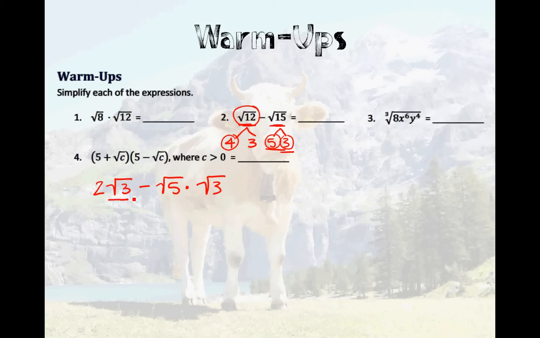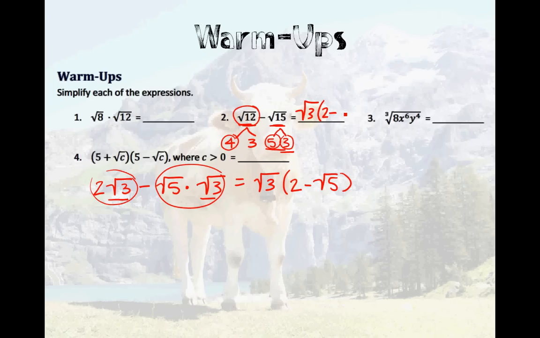But you notice now that I have 2 of these that are square roots of 3. So if you wanted, you could actually factor out a square root of 3. Over here we have a 2 left. Here we have a square root of 5 left. And so that's an answer you could write. Whether or not it's more simplified than what we started with is debatable, but it's certainly possible.